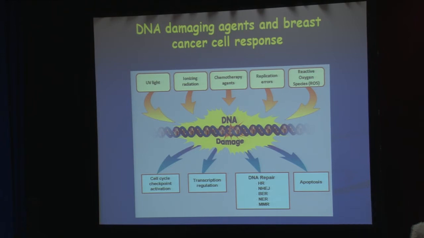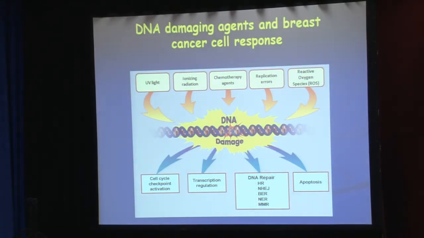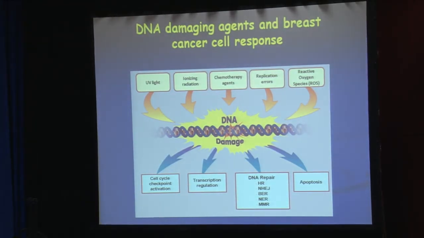So it's well established that a variety of cellular insults induce DNA damage. These insults can be therapies such as chemotherapy, ionizing radiation, UV light, or other insults like increase in intracellular reactive oxygen species or replication errors.